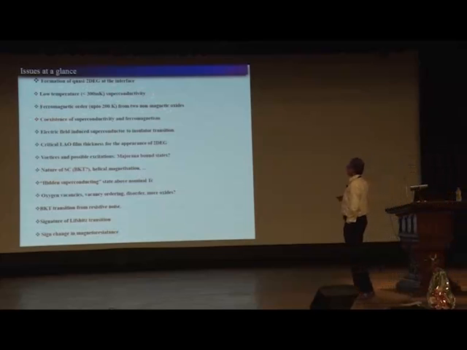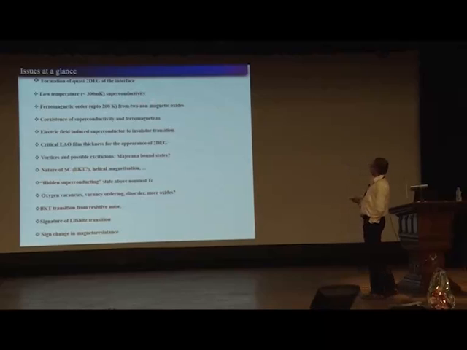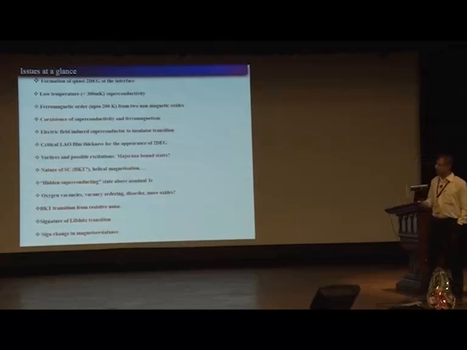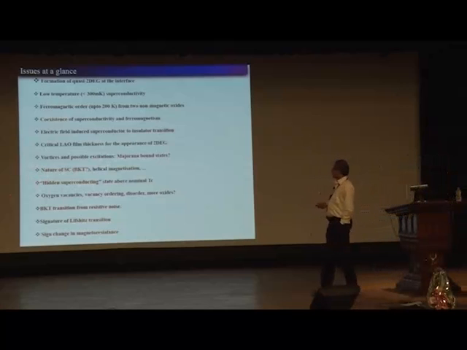There is ferromagnetic order even up to 200 Kelvin from two non-magnetic oxides. There is a coexistence of superconductivity and magnetism. There is an electric field induced superconductor to insulator transition. Critical LO, this is 4, that magic number 4. Then of course there is something that we proposed: is there a possible region of Majorana excitations? Then the nature of superconductivity, then of course this hidden superconductivity.